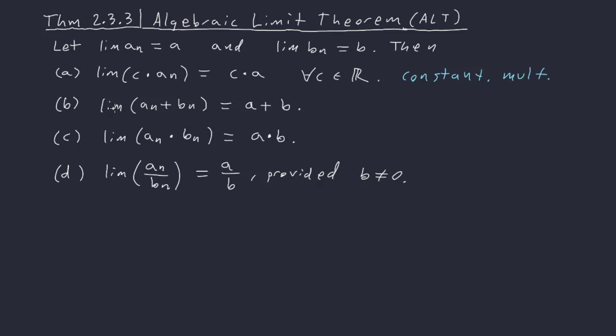Here's the sum rule: the limit of an plus bn is equal to A plus B. Here the limit of an times bn is A times B. That's the multiplication rule. And the limit of an over bn equals A over B, provided B is not equal to 0. There's our division rule.